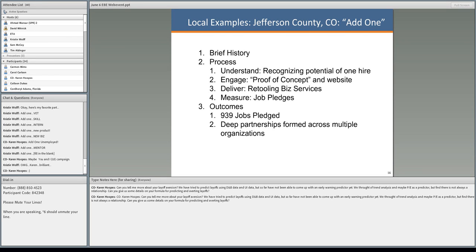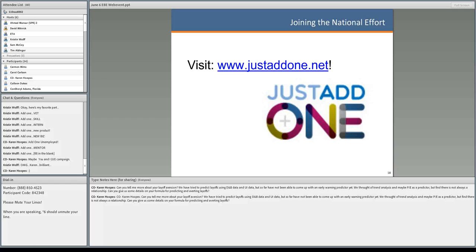So what I wanted to then show everyone is the opportunity to get involved with this at a national level. For those of you who are looking online and jumping around on the internet, you can go to justadd1.net and you'll see some national branding that's going on around this.